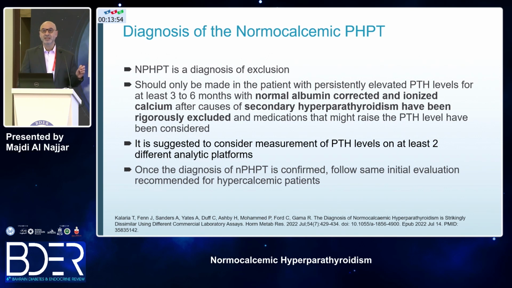The disease also has to persist for a few months, with high PTH and normal total and ionized calcium. And we need to rule out secondary causes of hyperparathyroidism. It's very important. Some authorities even suggest, because of the assay accuracy, to do 2 different assays. If one of them is normal, then this patient is normal. And also remember, once you confirm primary hyperparathyroidism, you have to follow the same guidelines as the classic form of primary hyperparathyroidism. So really it's very important to exclude the secondary causes.